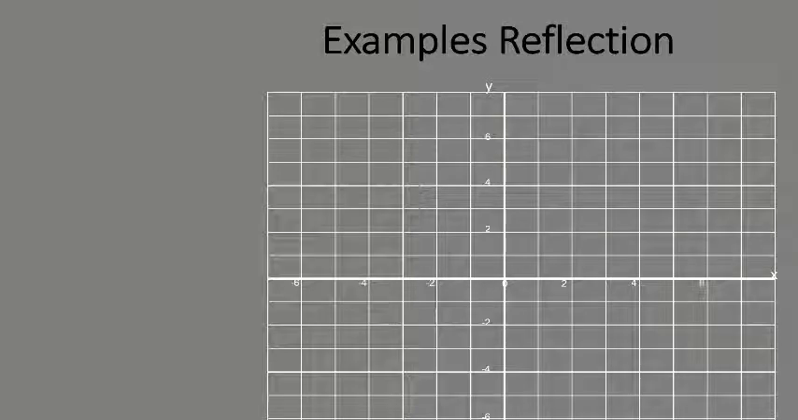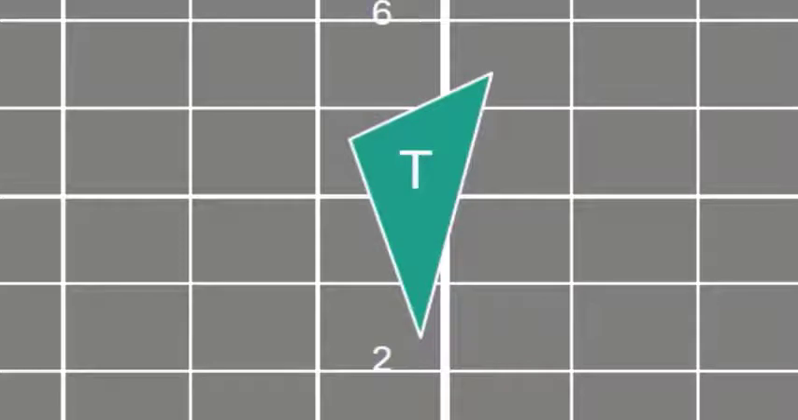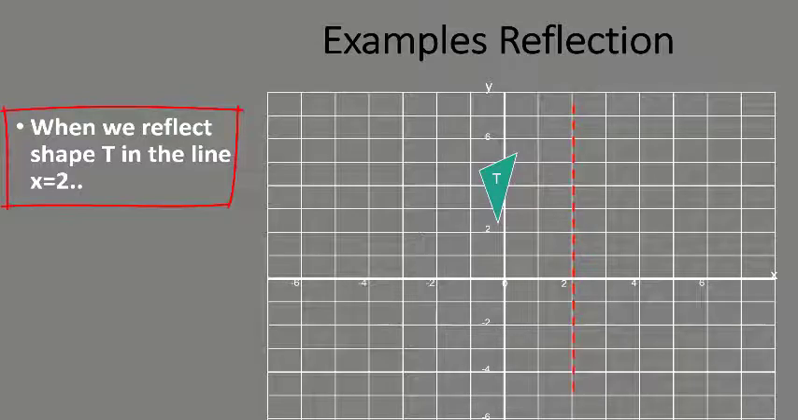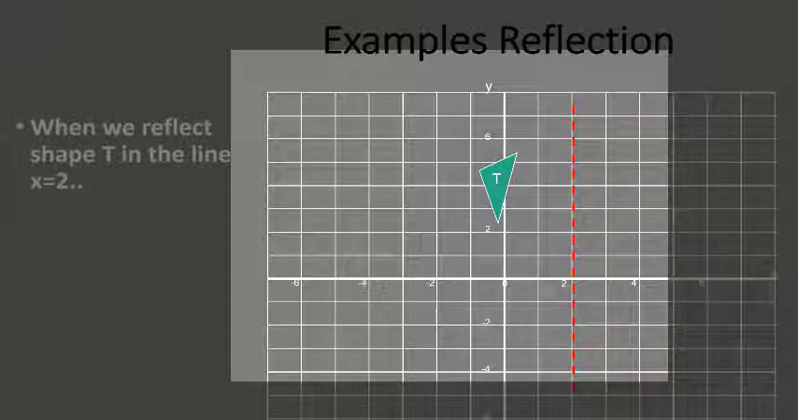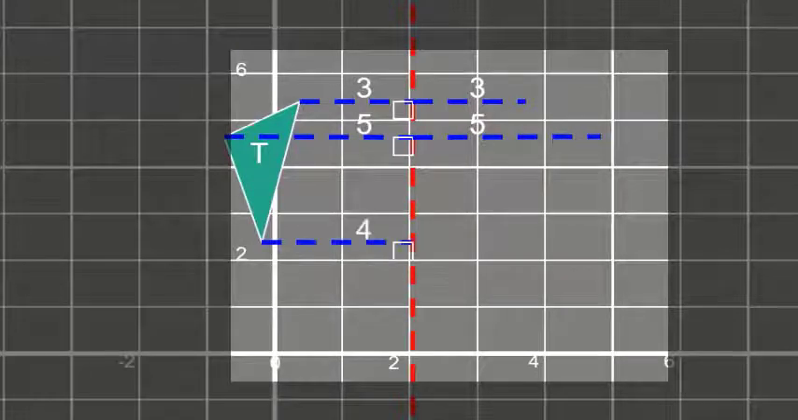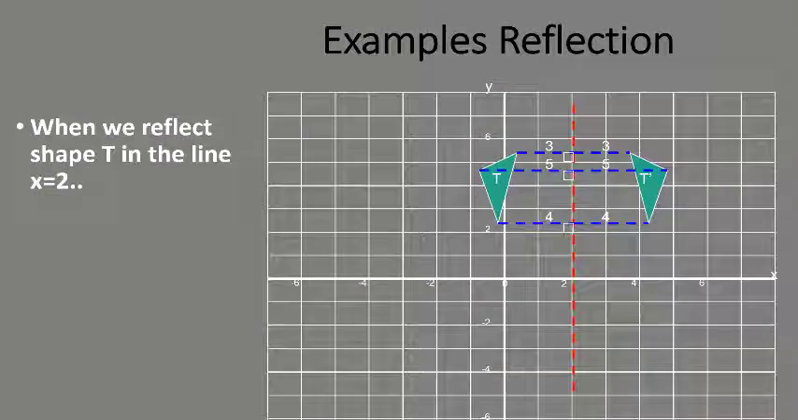Examples of reflection. Let's consider triangle T. When we reflect shape T in the line x equal to 2, we need our mirror line perpendicular to the x-axis, passing through the x-axis at point 2 and parallel to the y-axis. So image distance should be the same as object distance. Object distance should be the same as image distance. So we have T image. So that is reflection in the line x equal to 2.